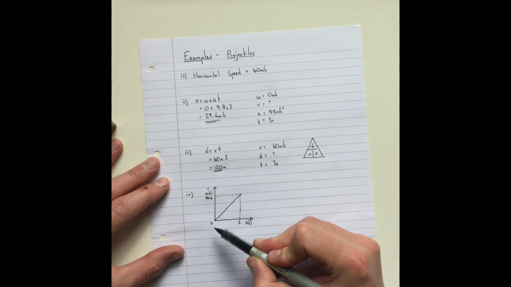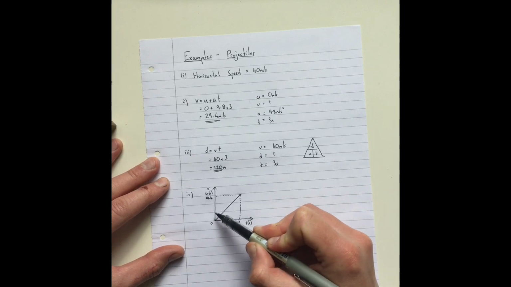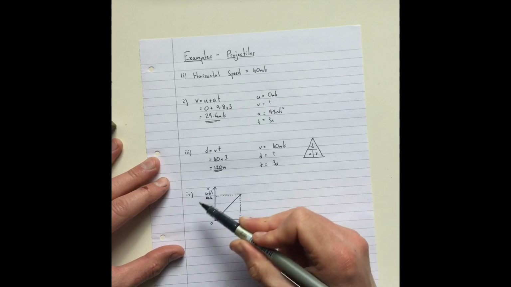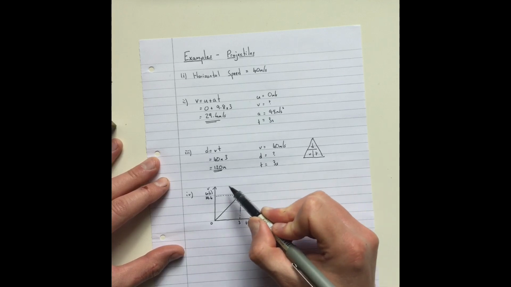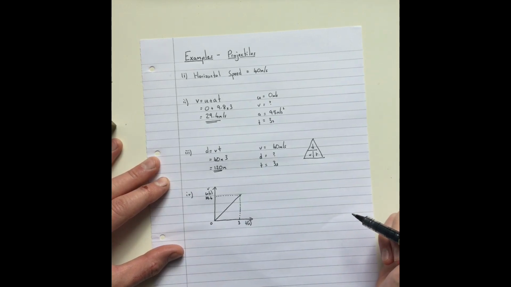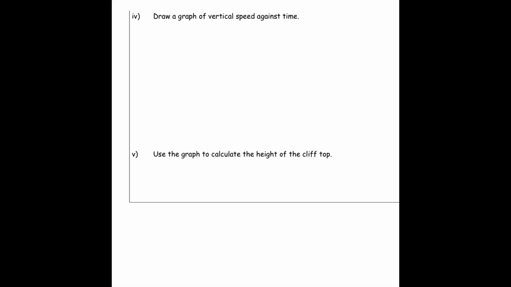Which makes sense, because if you've got a falling object, falling vertically, then it's going to get faster the longer it falls. Okay? So that's really important. That actually explains it well, and it makes sense when we look at it. So that would be my full velocity time graph.